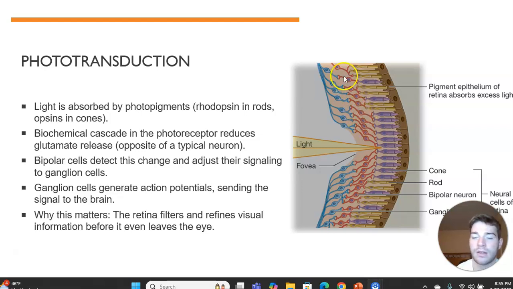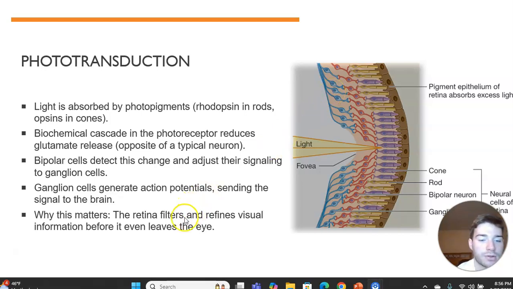So then the signal goes from the bipolar cells to the ganglion cells, and the ganglion cells are actually the first cell in this process that generates a true action potential. These other cells just alter the signals, and then the ganglion cells generate an action potential and send it down their axon. The axons converge at the optic disc, and then the axons of these ganglion cells form the optic nerve, which sends that signal to the brain, to the thalamus first, then to the visual cortex, and that's what allows the brain to process this signal.